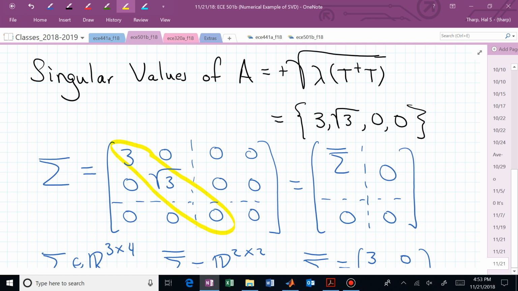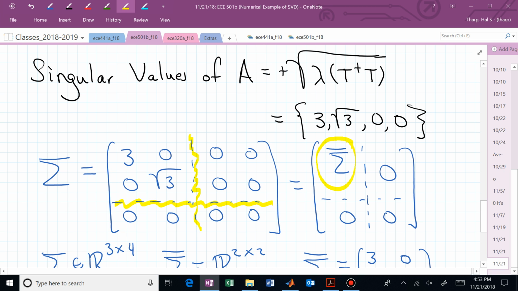It could have been, for another case, maybe 5 rows and 3 columns, and we would have to pad zeros in the appropriate direction, either in columns or in rows. Here we had to append an additional column of zeros. We can now partition this rectangular matrix sigma into one submatrix that has non-zero entries. That's 2 by 2, and that's what we're now calling sigma bar, and all the other submatrices of compatible dimensions are 0.